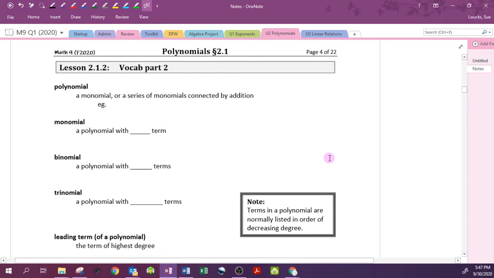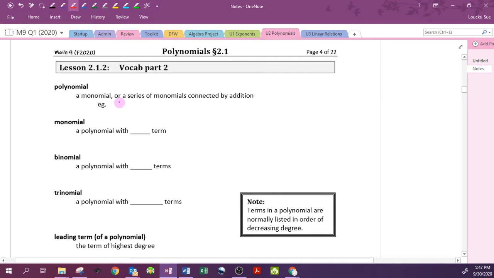Okay, let's do part 2, vocabulary part 2. So we talked about monomials, and now we're going to talk about polynomials. And poly, of course, means many. So a polynomial is either a single monomial or a series of monomials connected by addition.